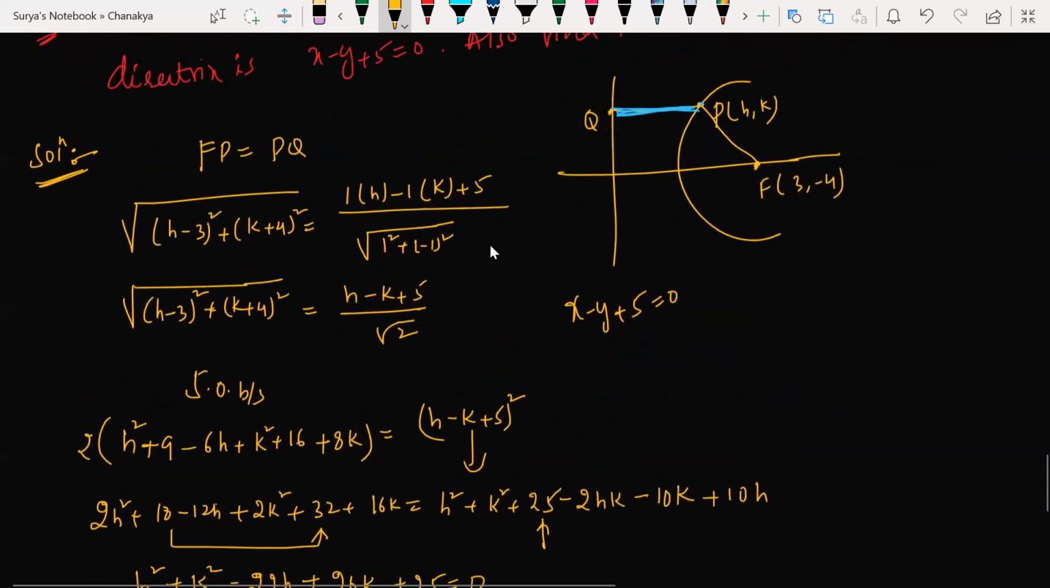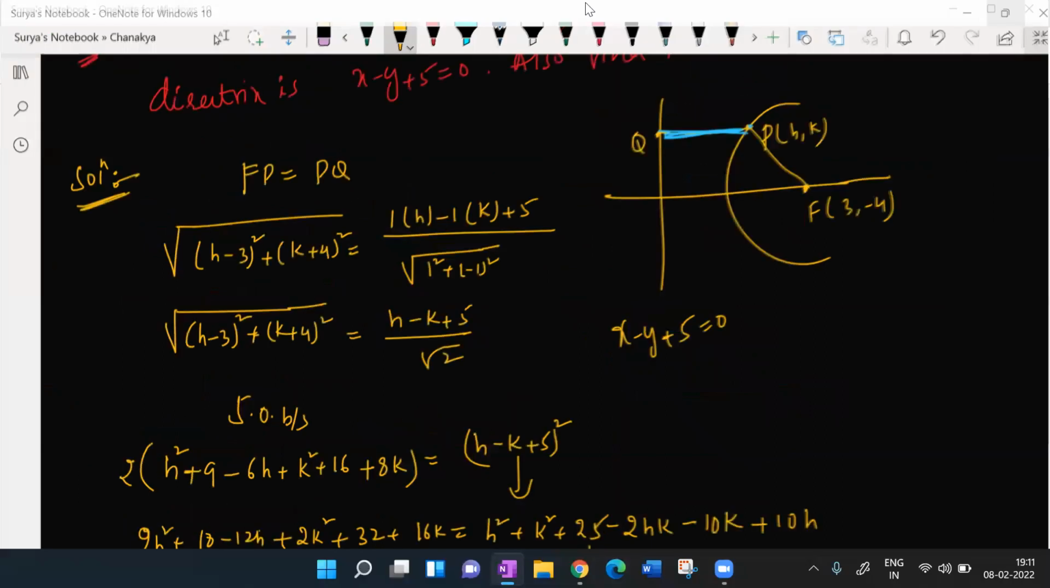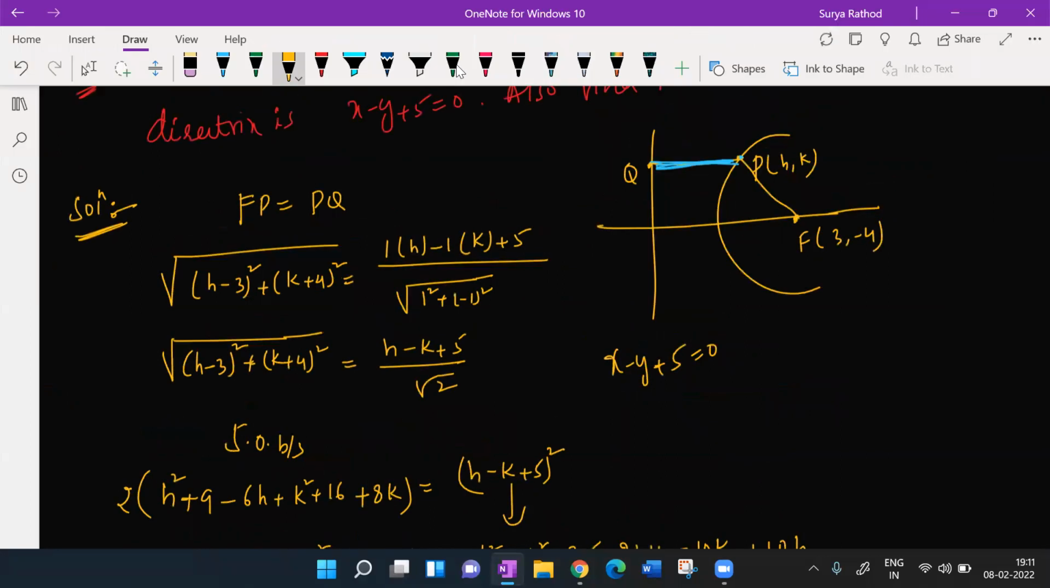FP is equal to PQ. I did that. FP is the distance between focus F and point P, and PQ is what? The perpendicular distance from the point to the directrix line. I did that, I calculated. Now find out the rest of the calculation. Make it fast.